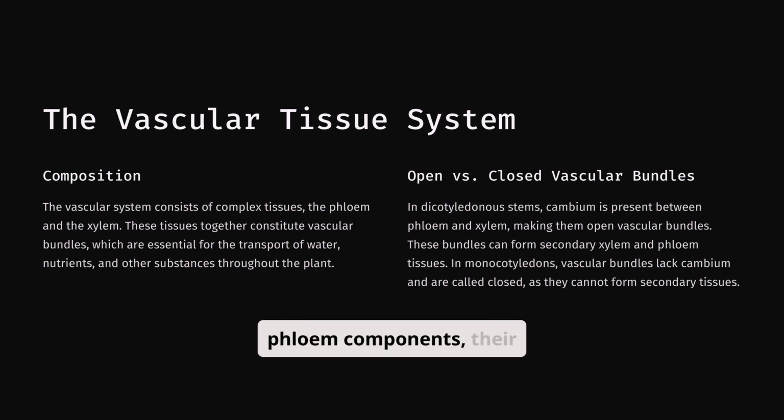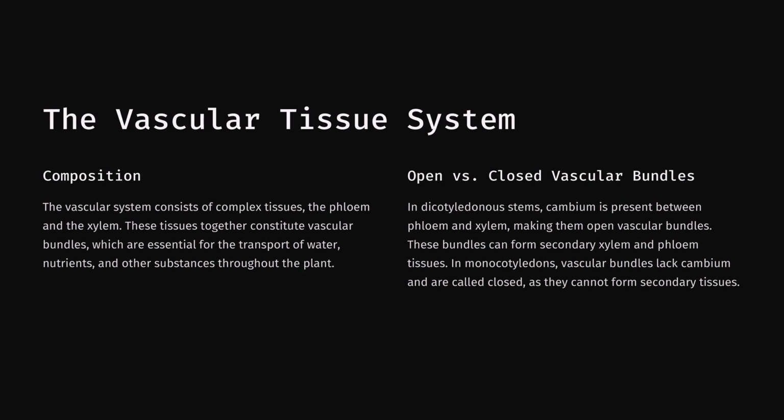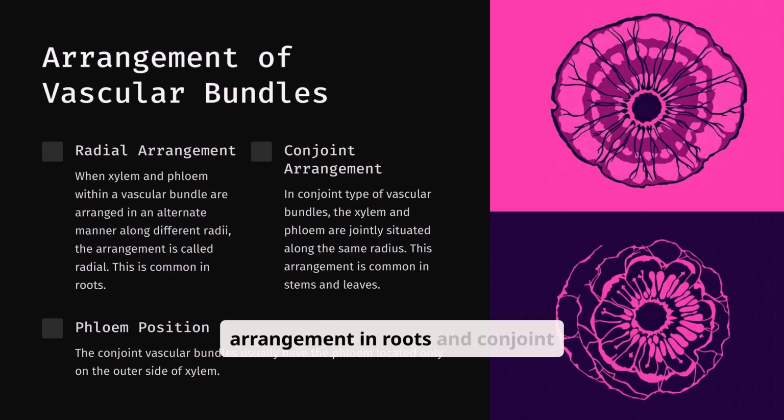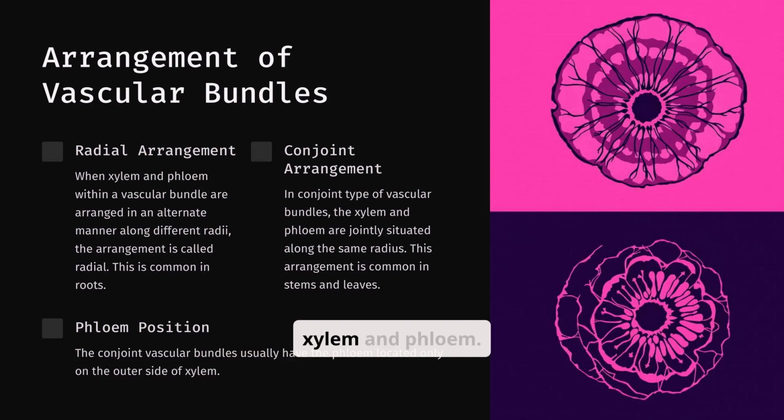Discusses xylem and phloem components, their vital roles in transport, and the distinction between open and closed vascular bundles in plant stems. Explains radial arrangement in roots and conjoint arrangement in stems, detailing the structural positioning of xylem and phloem.